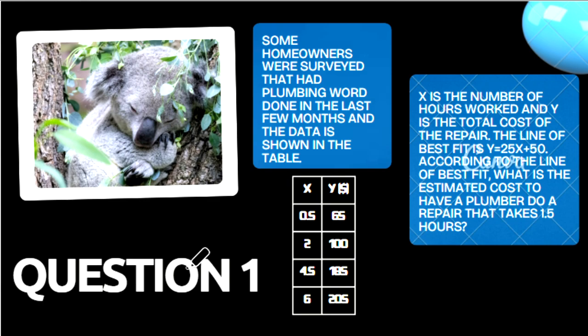The line of best fit is Y equals 25X plus 50. According to the line of best fit, what is the estimated cost to have a plumber do a repair that takes 1.5 hours? Pause it, figure it out, come back.